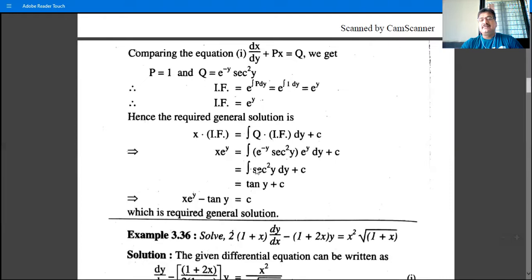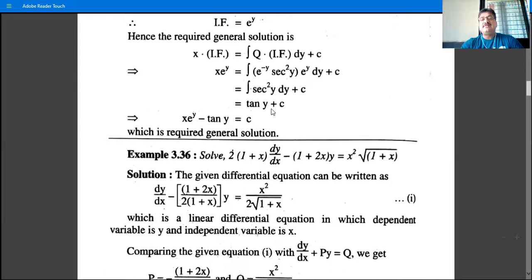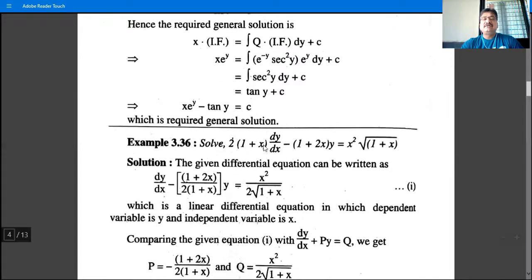So substitute the values, and e raised to minus y and e raised to y become 1. The integration of sec square y with respect to y is tan y. So this is the general solution.